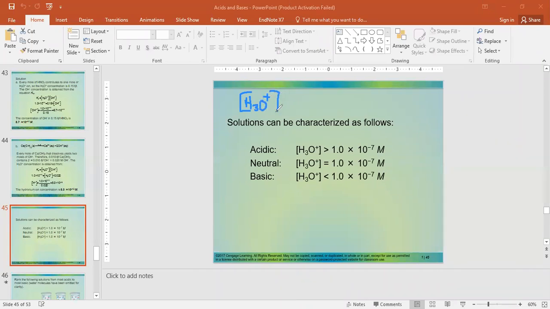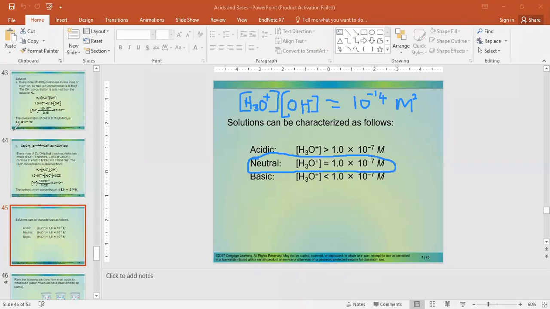This equation here, [H3O+] times [OH-], is equal to 10 to power negative 14 M squared. Are you familiar with that equation? Yes. Then I have gone ahead and said that for a neutral solution, I want to begin by explaining this.